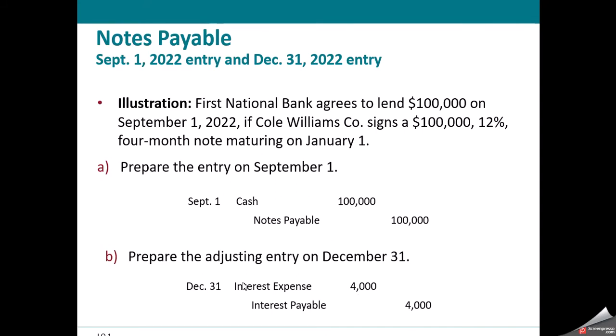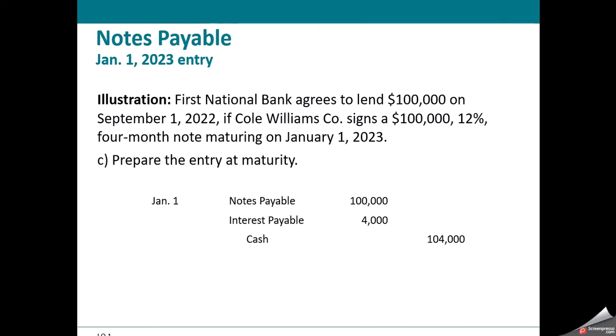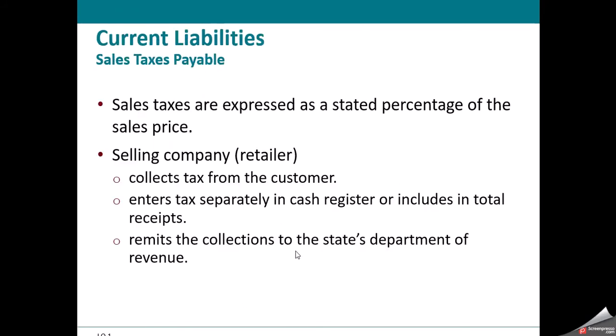So then we have interest expense of $4,000, set up an interest payable of $4,000, and then when we go to pay it off, we're going to release the liability, pay that liability off, so we debit that. We're going to pay the interest that we owe, the $4,000, and then we credit the cash for $104,000. So then that's the complete cycle of that note.